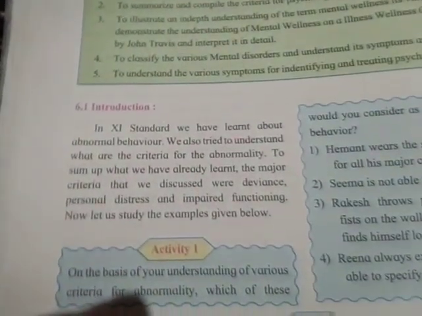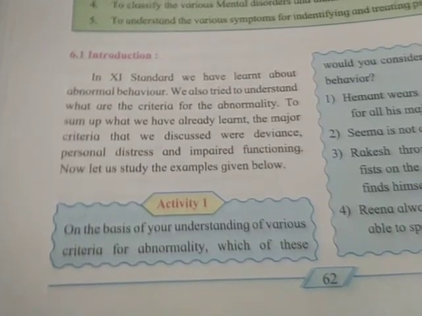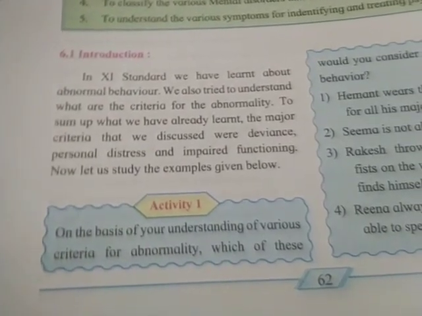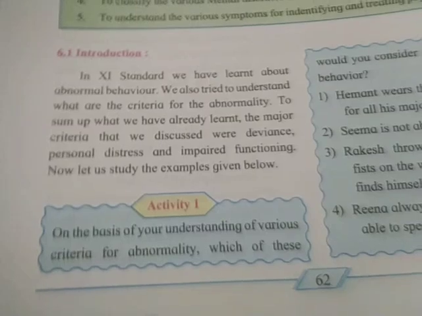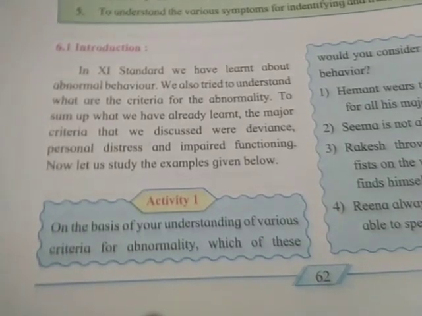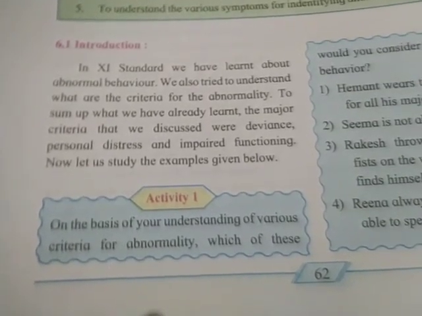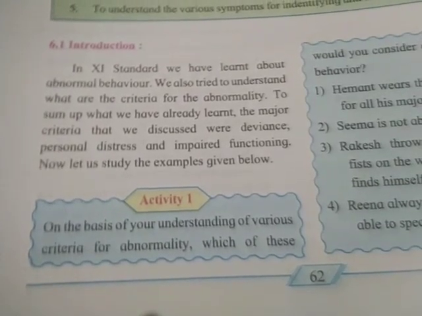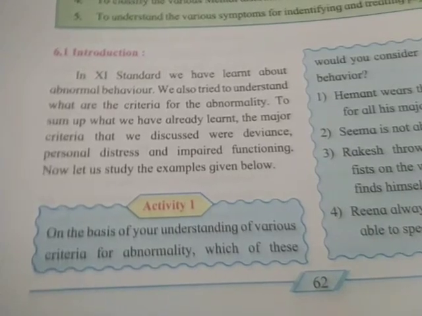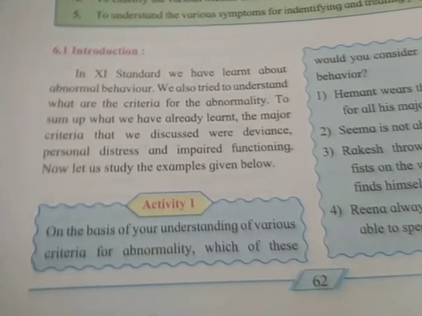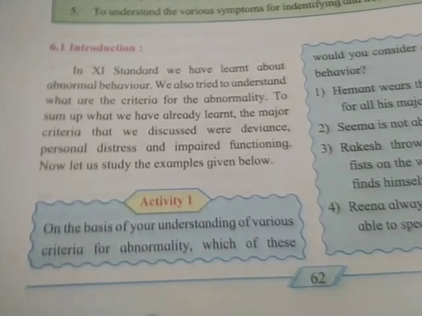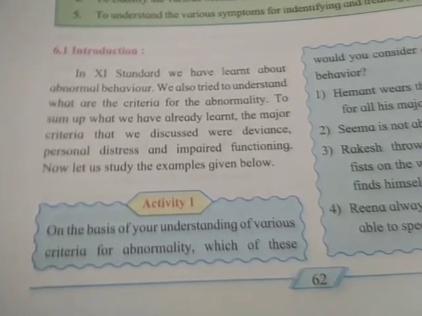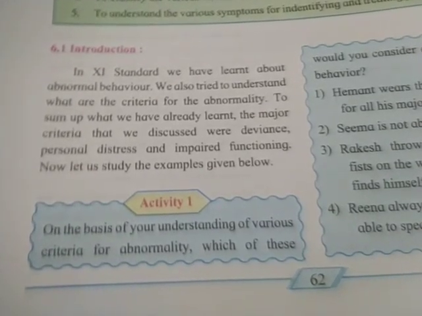First, introduction. In 11th standard, we have learnt about abnormal behavior. We also tried to understand what the criteria for abnormality are. To sum up what we have already learnt, the major criteria that we discussed were deviance, personal distress, and impaired functioning. Now let us study the examples given below.